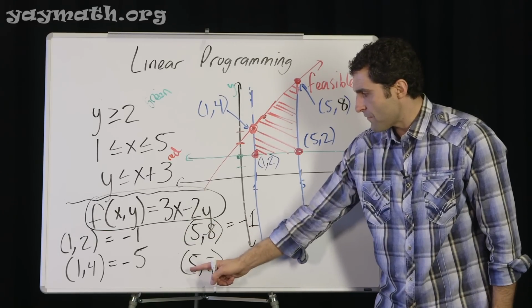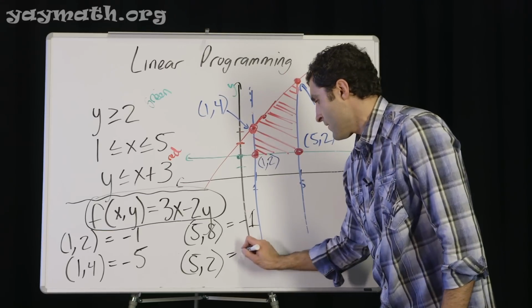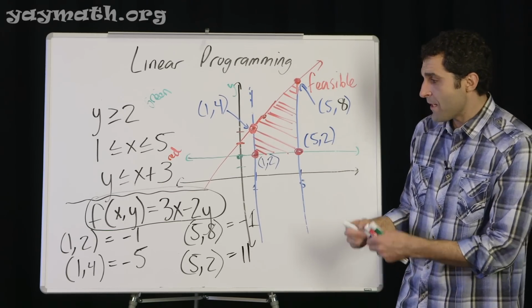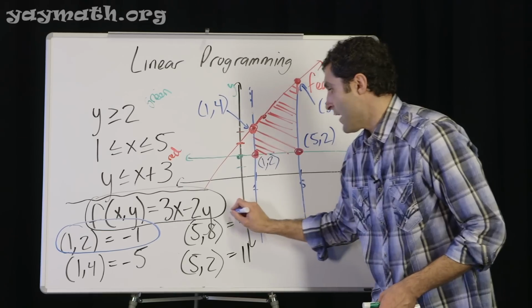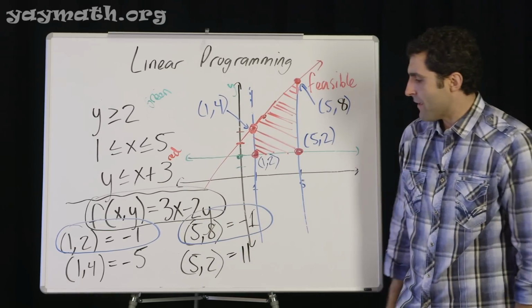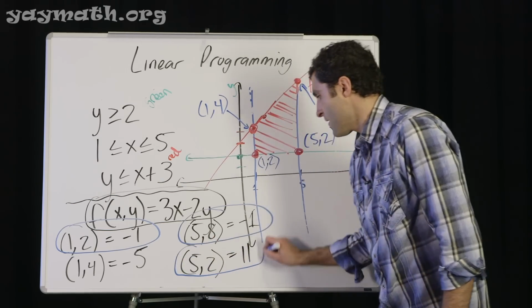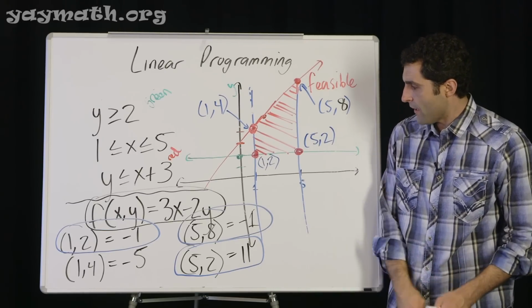3 times 5 is 15. Minus 2 times 2 is 4. 15 minus 4 is 11. So we have a tie for the two minimum values at points (1, 2) and (5, 8). And the supreme winner here is the (5, 2) point with an outcome of 11. So that would represent the max, okay?